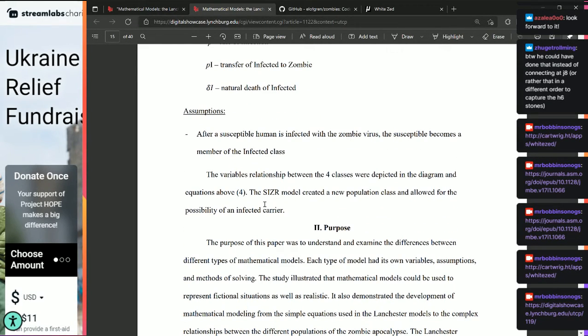The assumption we're making is after a susceptible human is infected with the zombie virus, the susceptible becomes a member of the infected class.